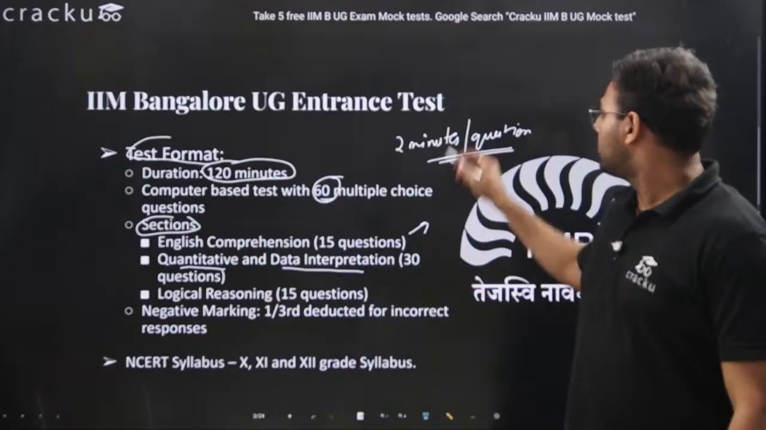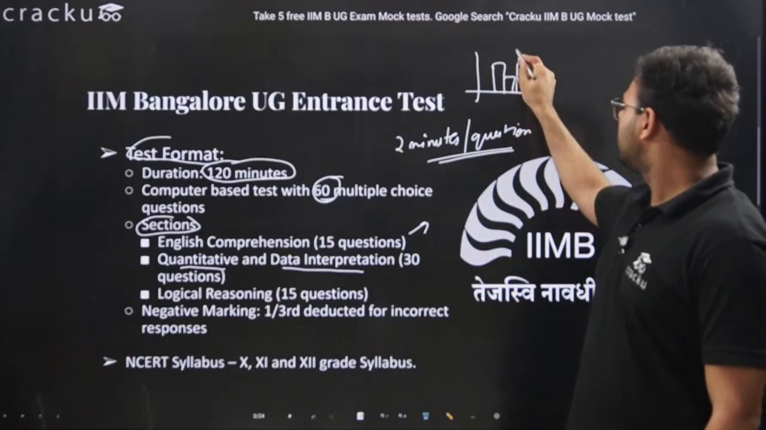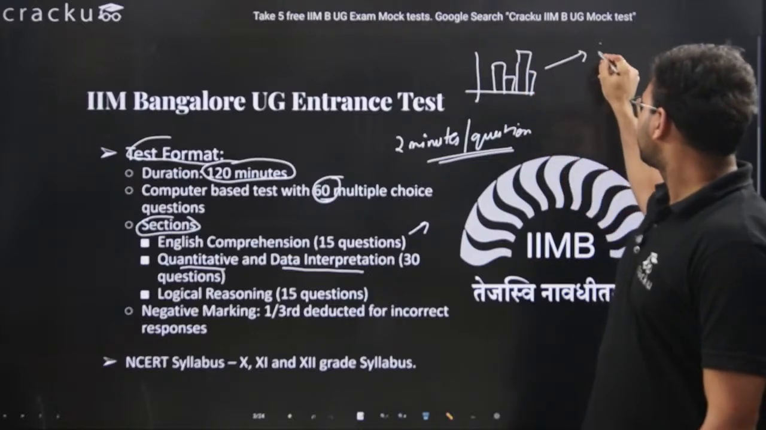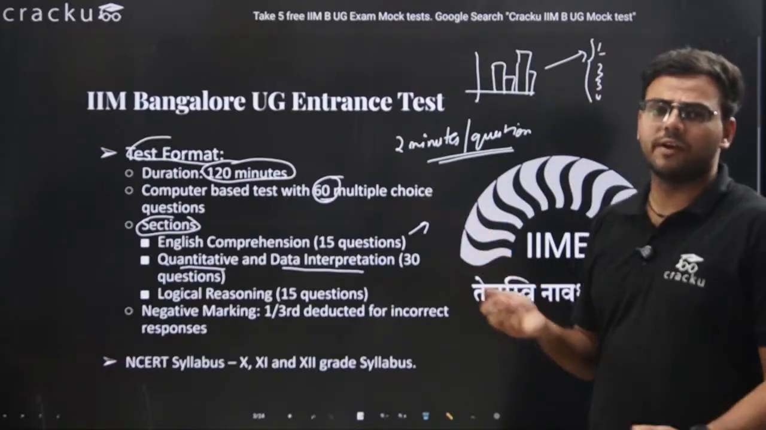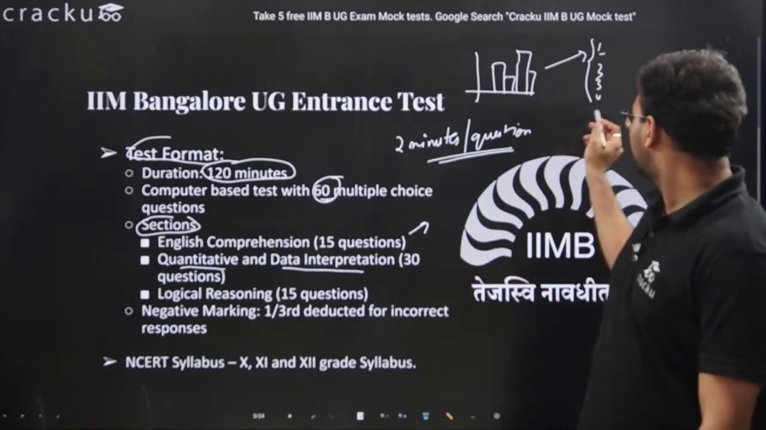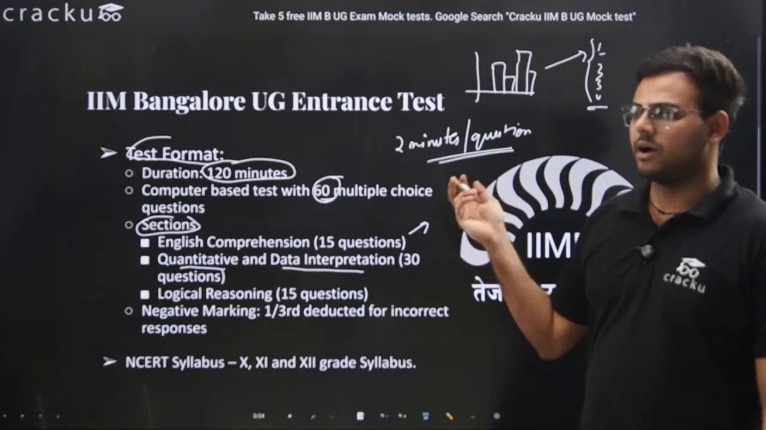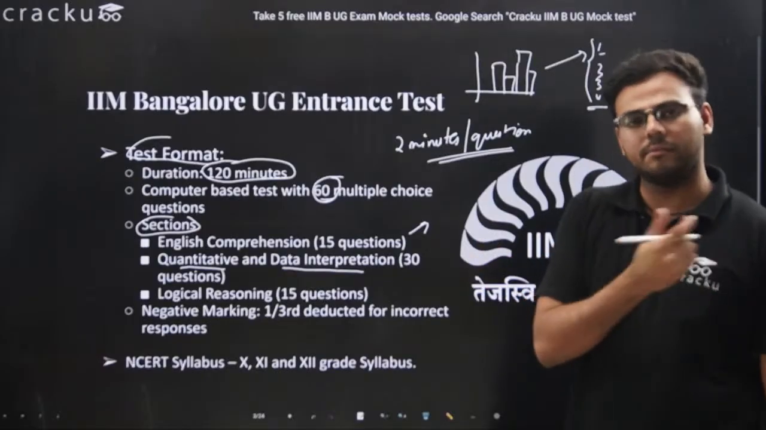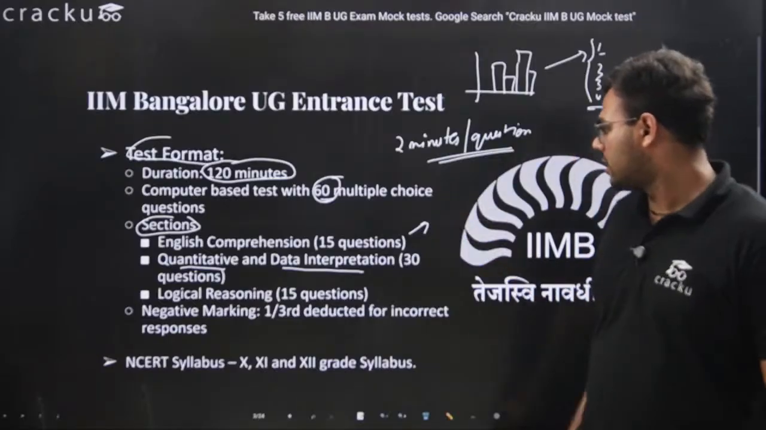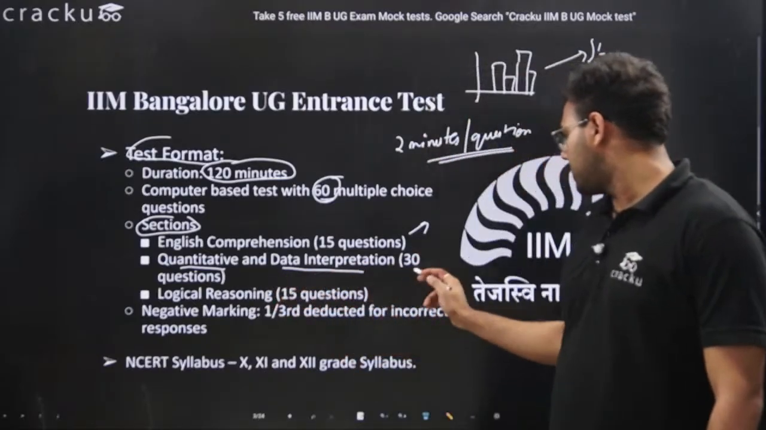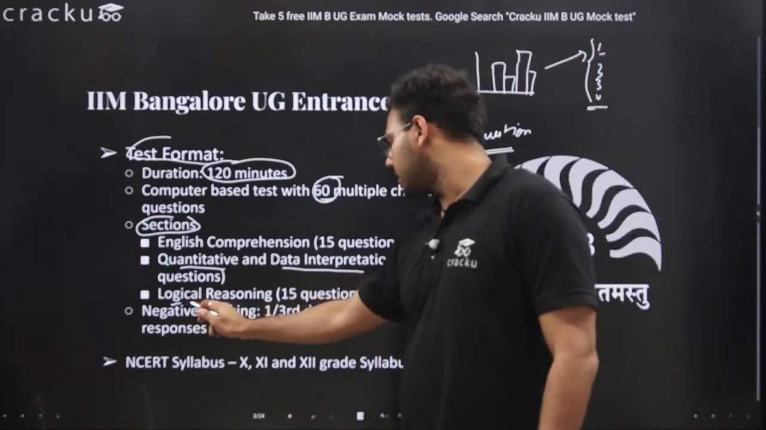So something like you will be given a graph, let's say a bar graph, and using this graph you will be asked 1, 2, 3, 4 or 5 questions, whatever the exam pattern is. You have to use that graph. There can be some instructions additionally given with the graph, and you have to answer these questions. So quantitative aptitude and data interpretation is the majority of the test. It includes 30 questions. Then we have logical reasoning.